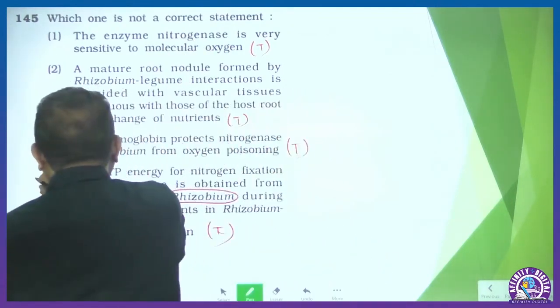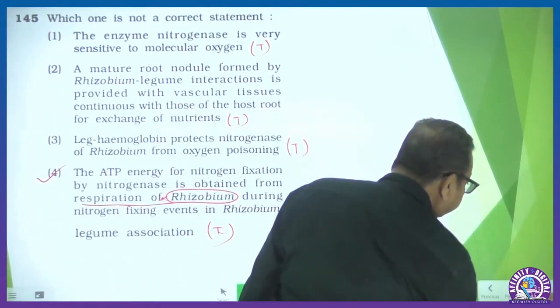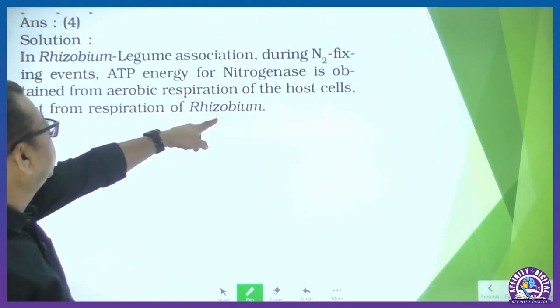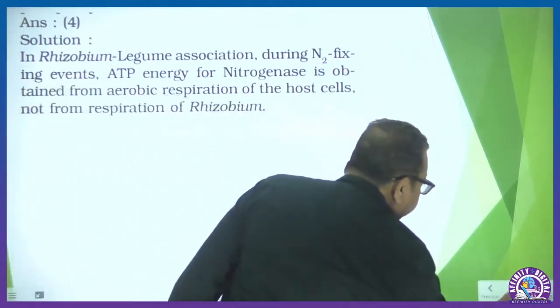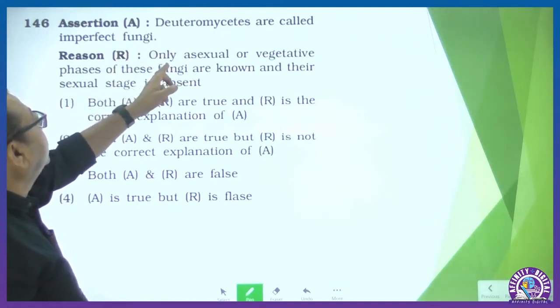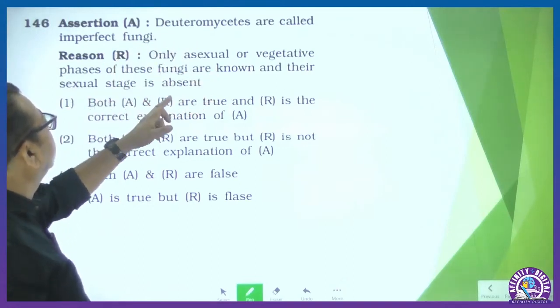Not a correct statement. Option number 4, not from respiration of rhizobium. Next question: deuteromycetes are called imperfect fungi and sexual stage of the fungi are this.